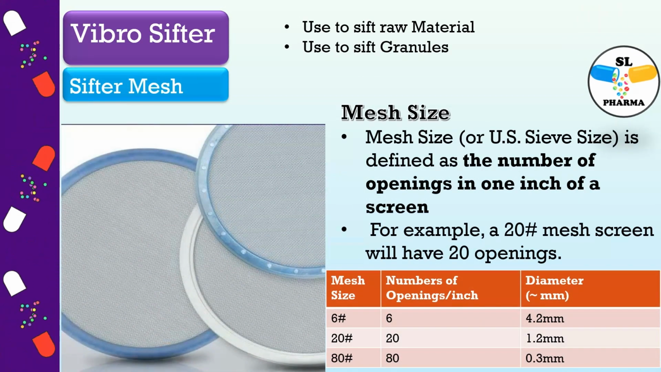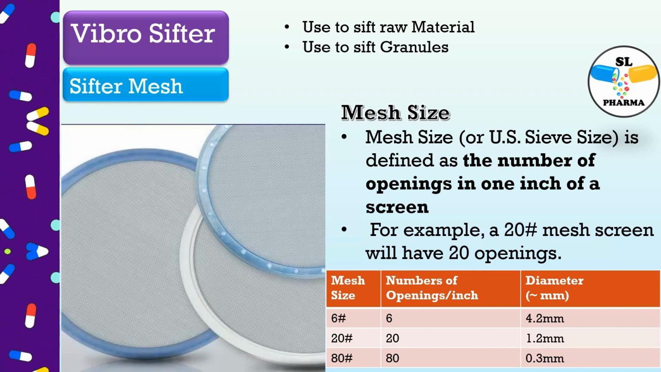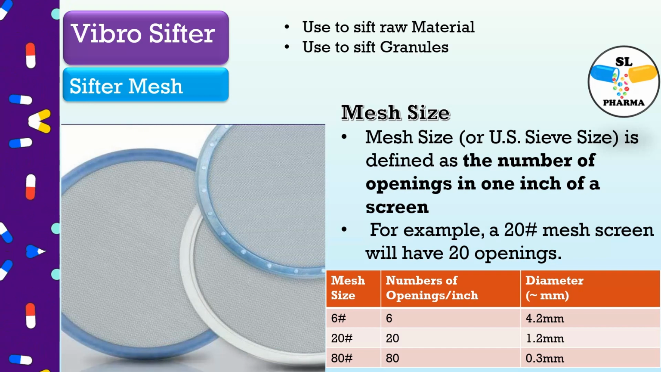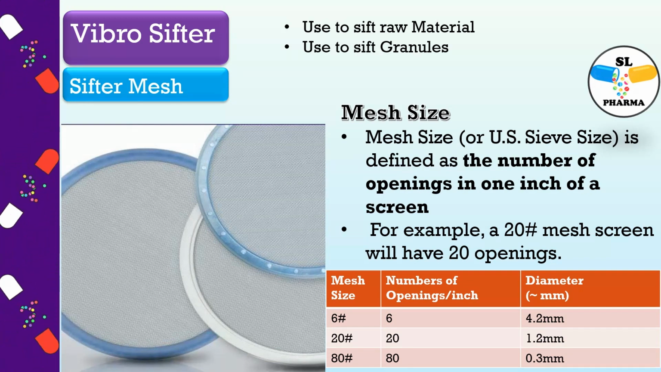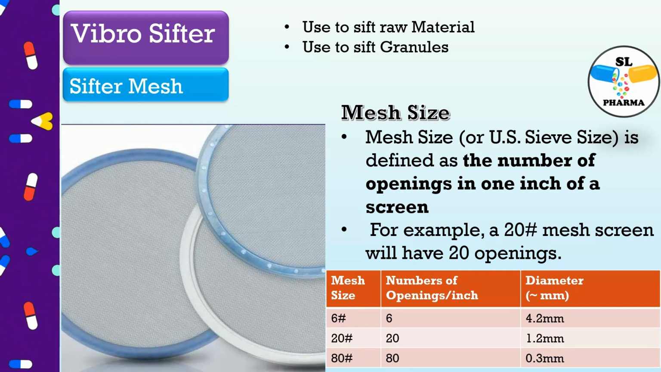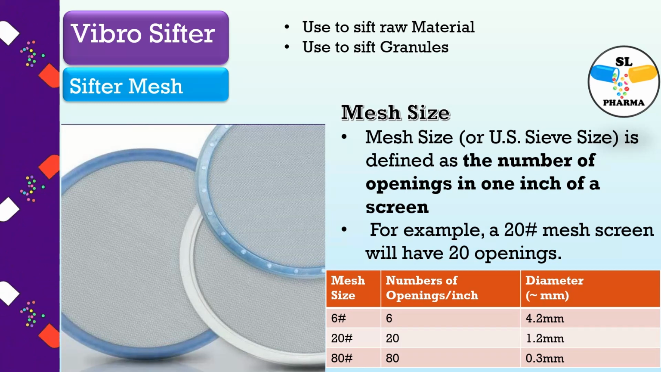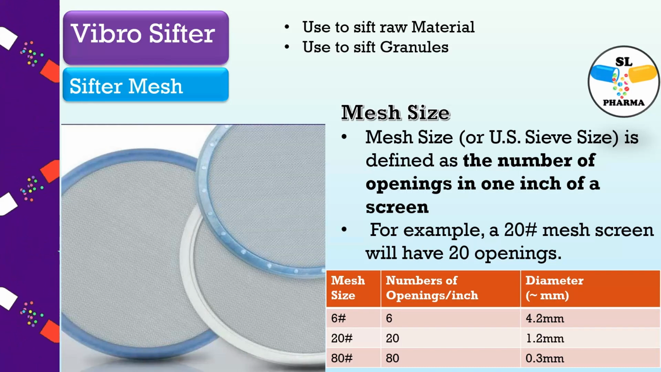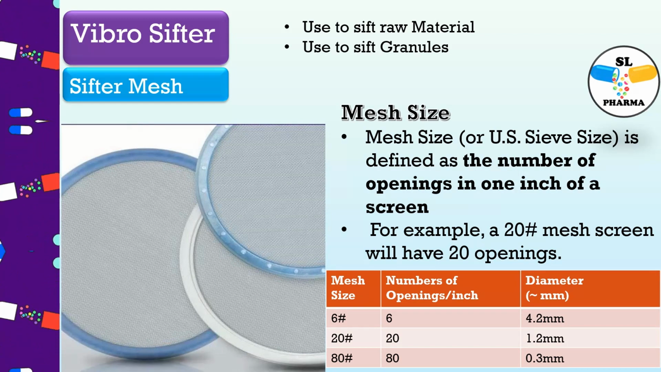Mesh sizes refer to the number of openings or apertures per linear inch in a screen or sieve used for the purpose of separating, grading, and sizing particulate materials. Mesh size is a critical parameter that determines the particle size range and the flow rate of materials through the screen. According to the US standard, mesh is a system where the number of openings or wires per inch is used to denote the mesh size. For example, a mesh size of 20 means there are 20 openings per linear inch.